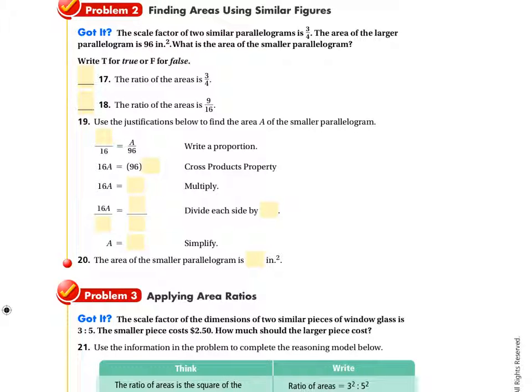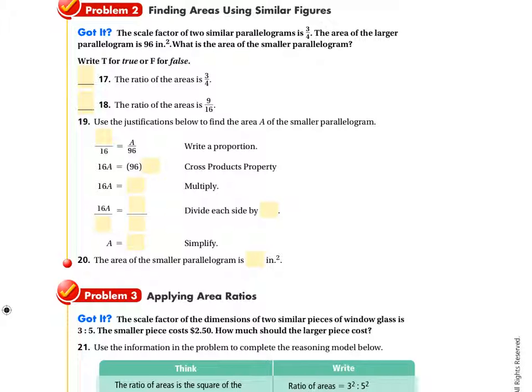So they weren't asking for the area or the perimeter in that last problem, they were just asking what the ratios were. So problem number 2, the scale factor of two similar parallelograms is 3/4. So that must be small to large. The area of the larger parallelogram is 96 inches squared. What is the area of the smaller parallelogram?